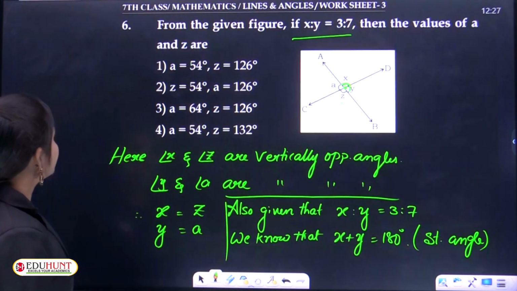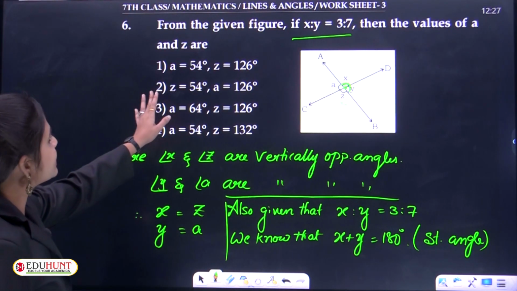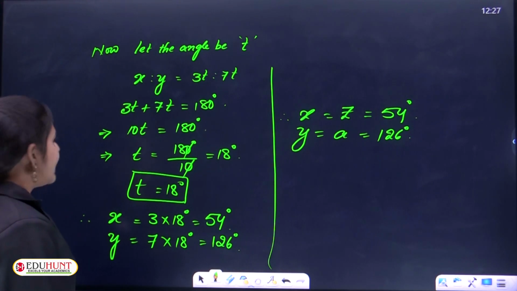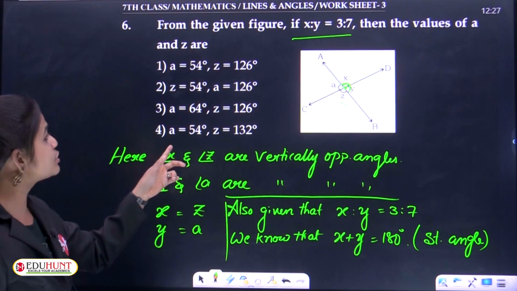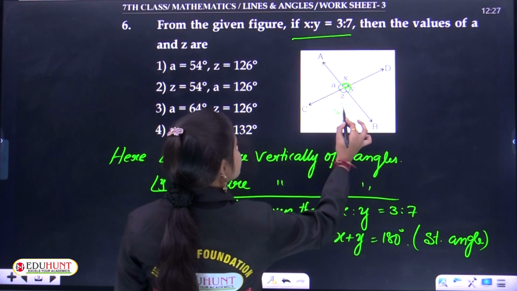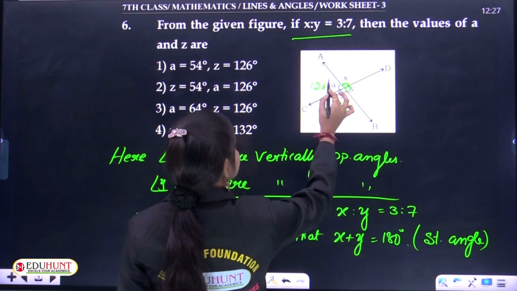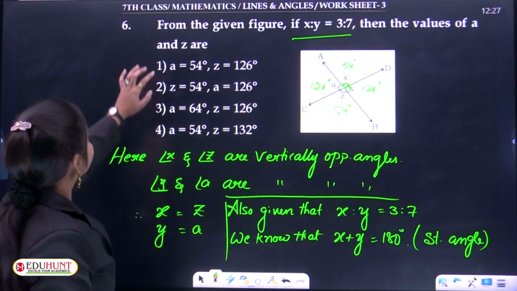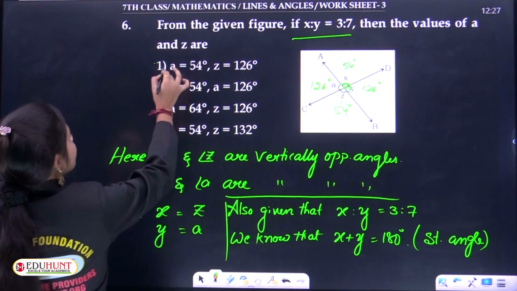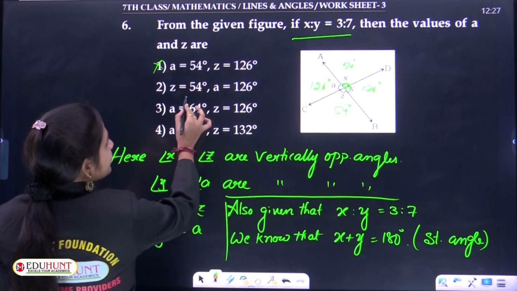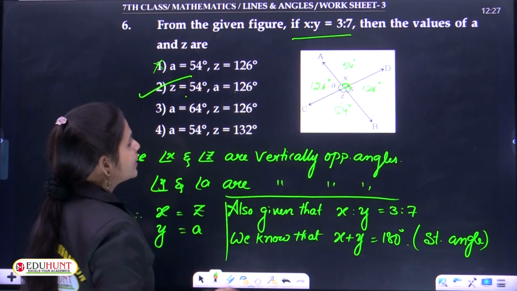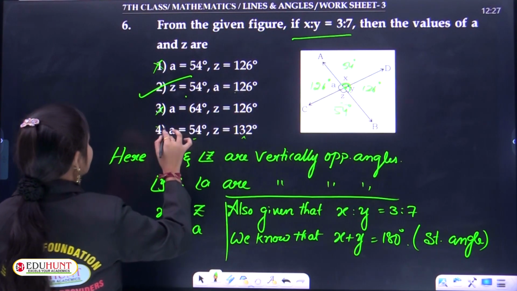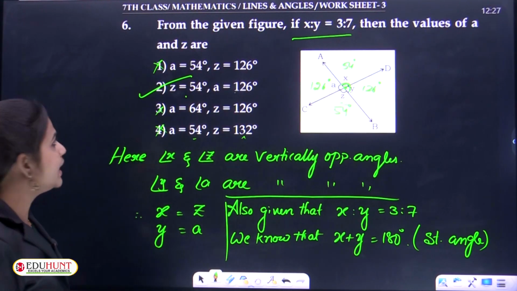Now which option is satisfying? We just have to check that. A is equal to 126 and Z is equal to 54 degrees. See here: A is equal to 54, no, this is wrong. Z is equal to 54 satisfied, A is equal to 126 satisfied. A is equal to 64 wrong. A is equal to 54 wrong. Z is equal to 132 is wrong. So that's why this is also a wrong option.